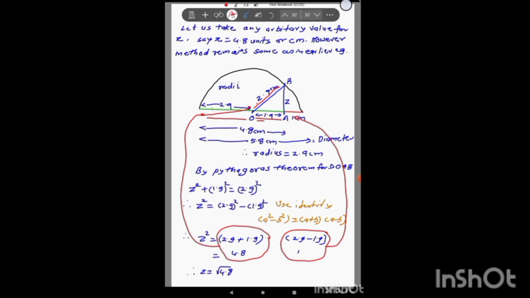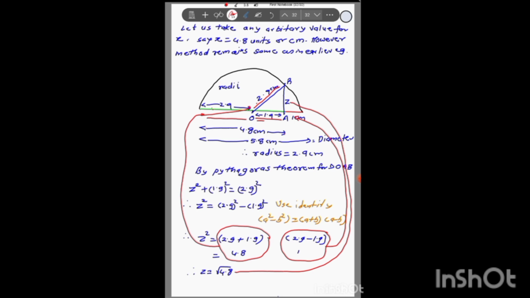So if we see this here, Z is equal to root of 4.8. So this is the root of the original value of x, the segment which you have drawn, 4.8 centimeter. So we could draw a segment equivalent to the root of any given segment. This is 4.8, so we have drawn a root of 4.8. So we have found out the root of x for any given value of x. In this case it is 4.8 units or 4.8 centimeters.